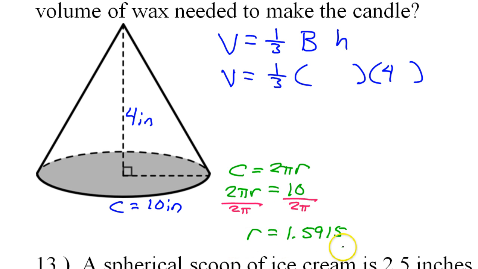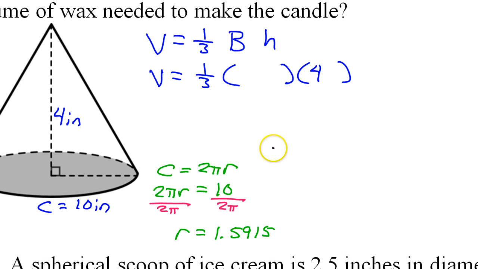Okay, and use that for the radius. All right, if you have to round and it's not the end of the problem, you need to carry around 4 decimal places. Okay, so let's not forget our goal. We need to find the volume of this candle, and to do that we needed 1/3 area of the base times the height. So our goal is to find the area of the base next. I think we can do that now.